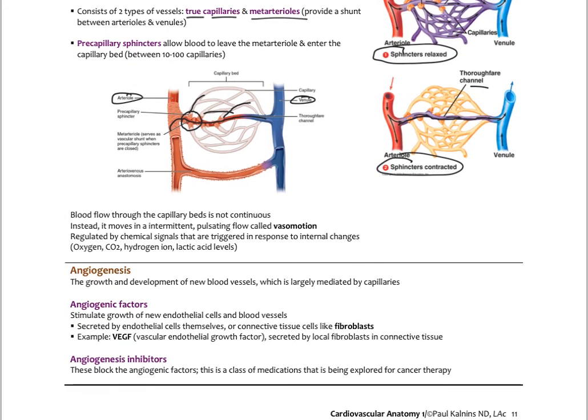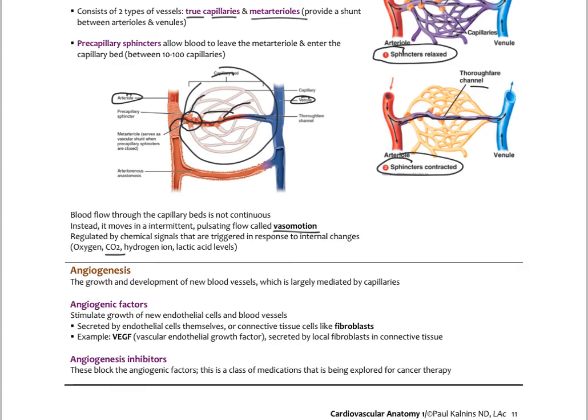The blood flow through the capillary beds is not continuous. There's actually an intermittent, little pulsating flow called vasomotion. That's regulated by chemical triggers occurring in the tissues that the capillary bed is embedded in. For example, if the tissues start to accumulate more carbon dioxide, the little contractions actually increase, pumping more of the circulation into that little tissue bed. Same thing with lactic acid and so forth.